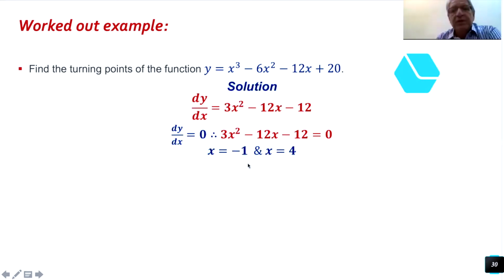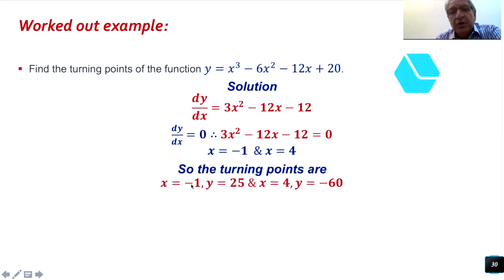Okay, now these are your x values. Now you have to substitute here to get the y values. So turning points are, you put x equal to -1 here, just substitute inside this function, you are going to get 25. Therefore, this is one of the turning points, and the other one is put x equal to 4 inside this equation and simplify, you are getting y equal to -60. So these are the turning points of this function.